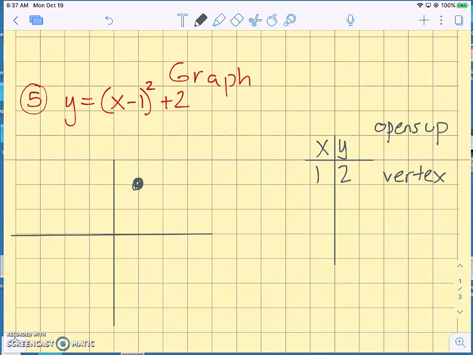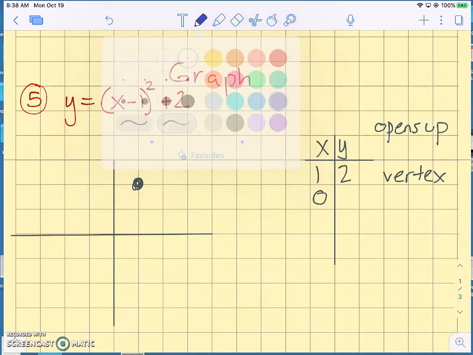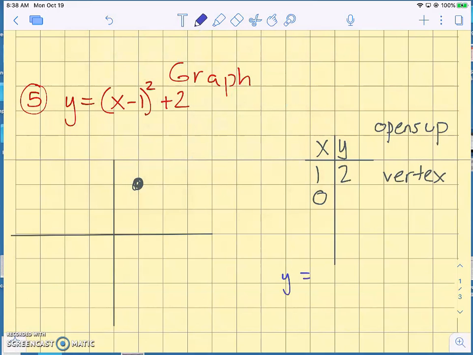So we need a couple more points. I'm going to graph, well, what if x equals 0? If we plug that into the equation, y equals (0 minus 1) squared plus 2. 0 minus 1 is -1, squared is 1, plus 2 is 3. So we have this coordinate (0, 3).